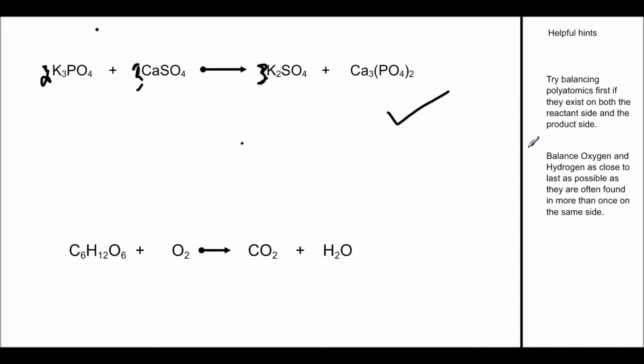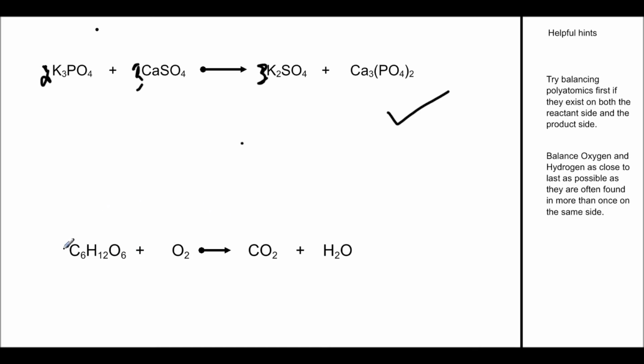Now, the second hint is that you try and leave hydrogen and oxygen till the end. Now, why do I do that? Because oftentimes you'll find that in reactions, oxygen and hydrogen can be found in 2 places, even just on the reactants or the product side. So if we have a look at this equation, this is cellular respiration, by the way, if you're headed into biology. We have glucose and oxygen combining to make carbon dioxide and water. So here we have oxygen in this glucose molecule, but we also have oxygen by itself. If I was to try and balance those first, it's going to change rapidly. So it's easier to balance the other things first.